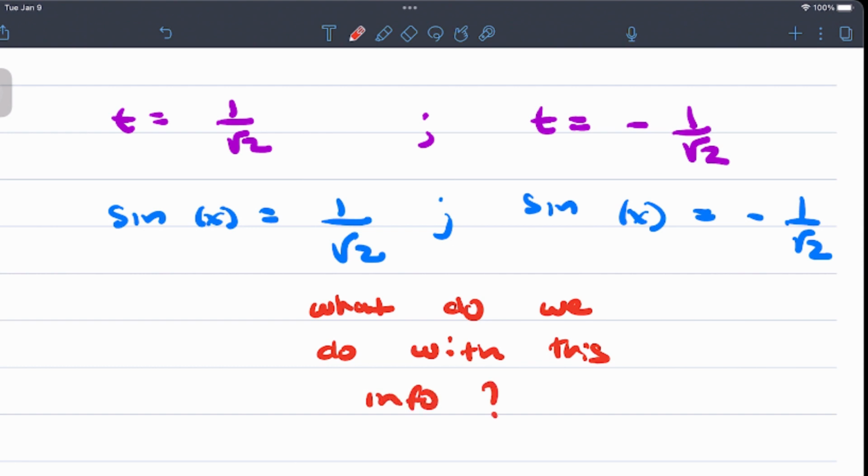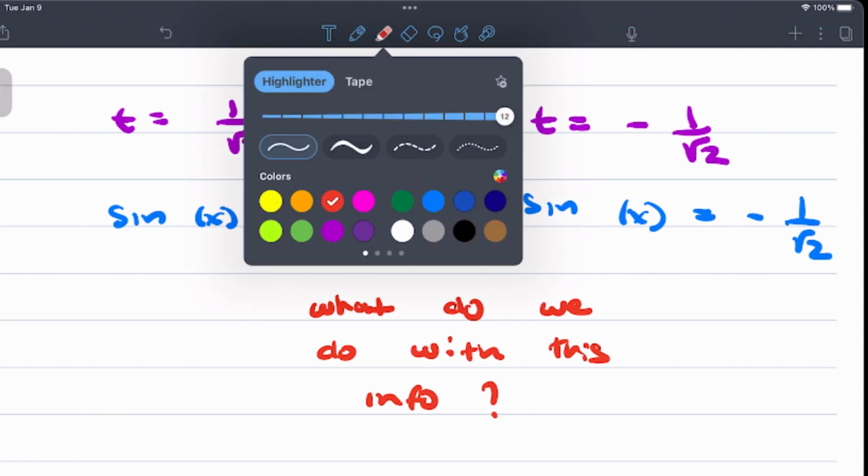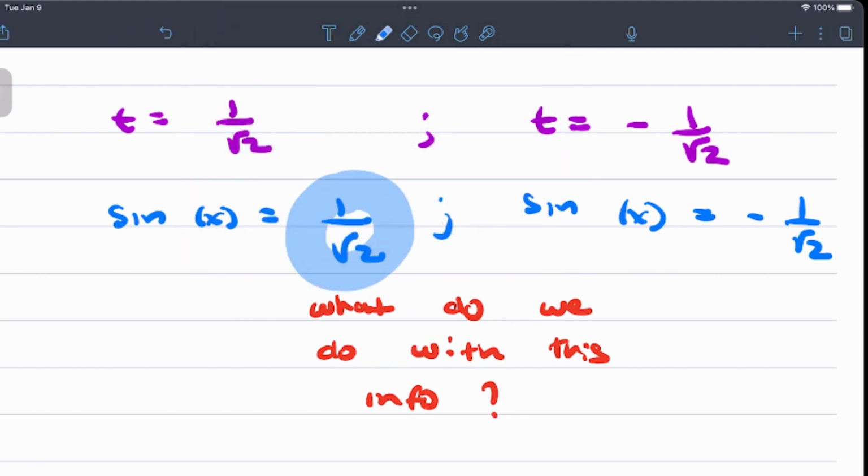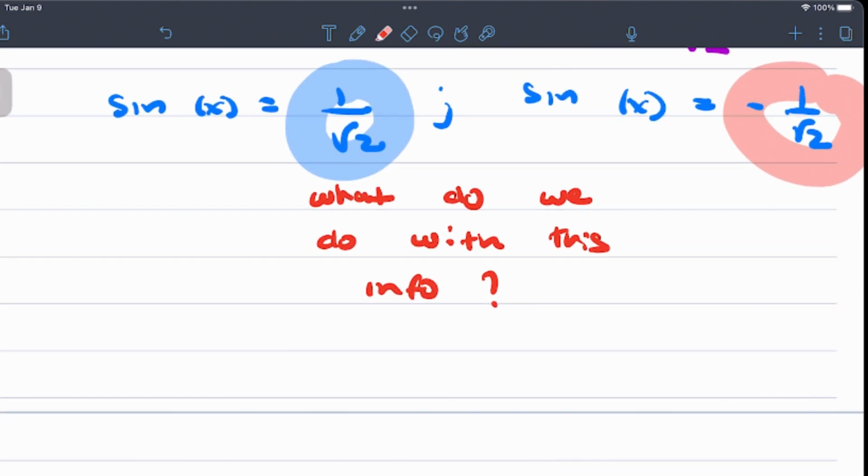Anybody know? What do you guys do? Because remember, you have sine here being what? Positive, and over here we have sine being what? Negative. All right, so what do you guys remember? What do we do? You always bring out the what? You bring out the reference angle.